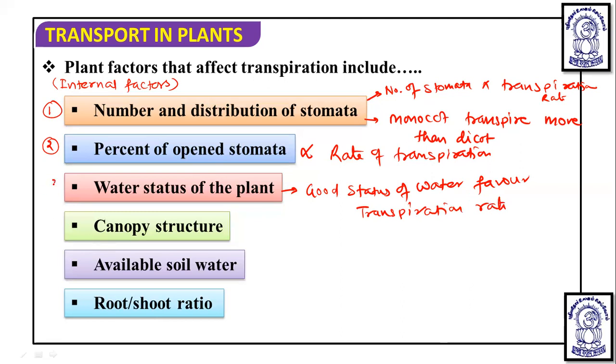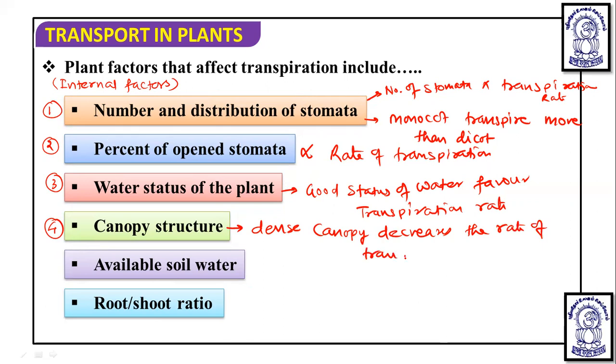Next, canopy structure. If we talk about canopy structure, a dense canopy causes a decrease in transpiration because the canopy obstructs the airflow. So we remember: a dense canopy decreases the rate of transpiration because the canopy obstructs the airflow.